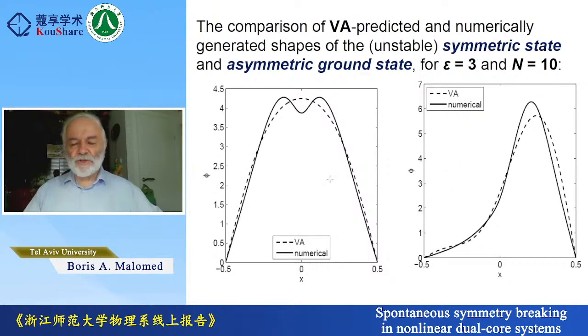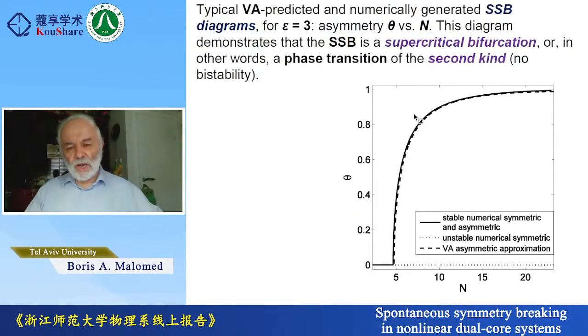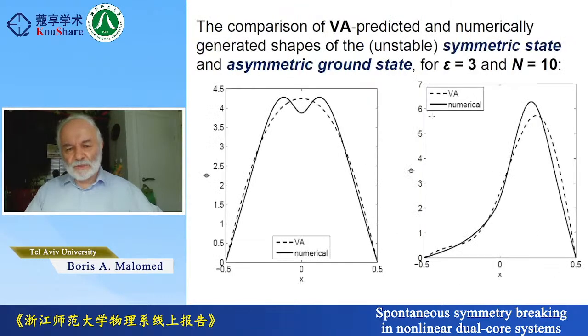Okay, now this is to further illustrate the variational approximation and the full numerical solutions. These are particular examples of the bound states which are both produced as numerical solutions and are predicted by the variational approximation. Here we take particular values of the parameters: epsilon, the strength of the potential barrier, is 3, and the total norm is 10. According to this plot, which was also produced for epsilon equal to 3, we see that if n is equal to 10, the symmetric wave function is definitely unstable, and what is stable is a sufficiently strongly asymmetric one. Now we can see examples of that.